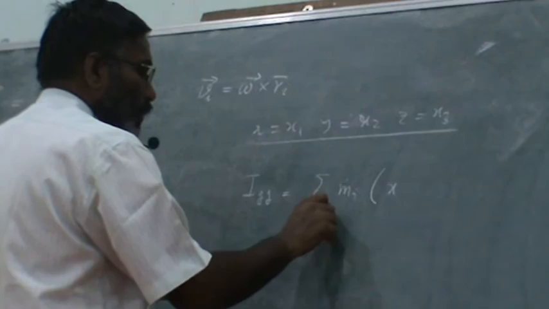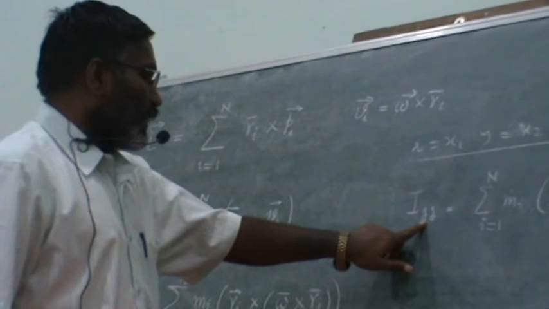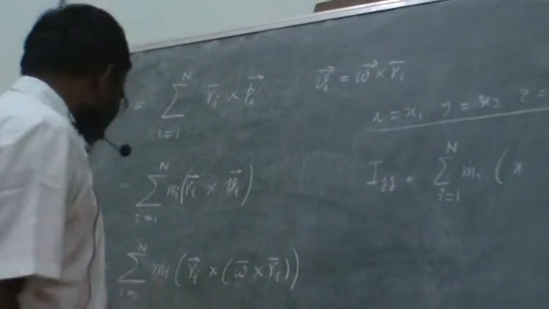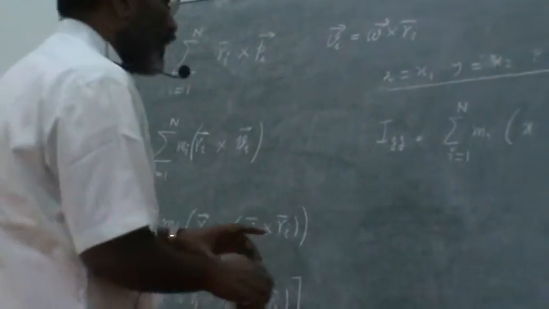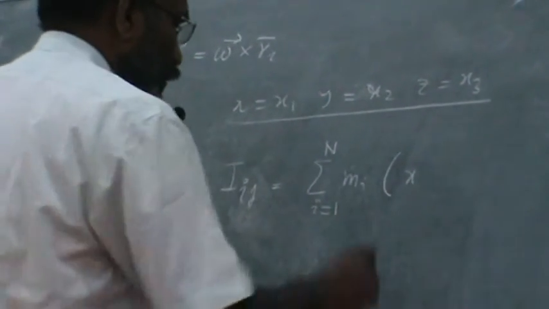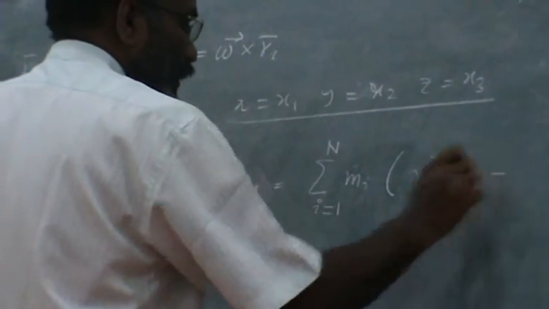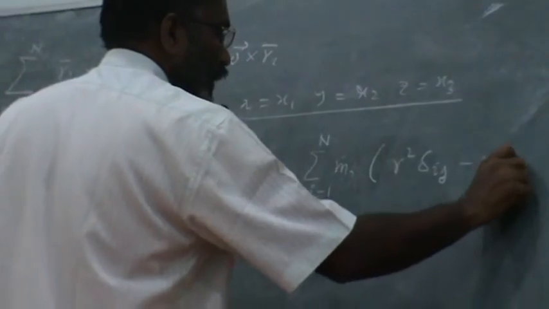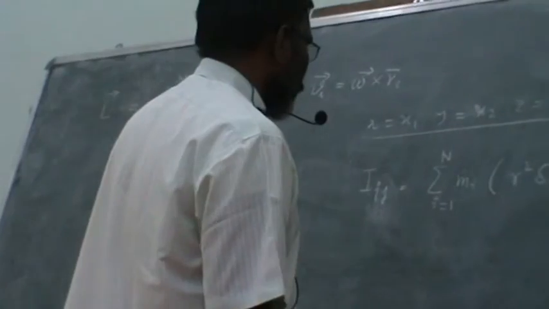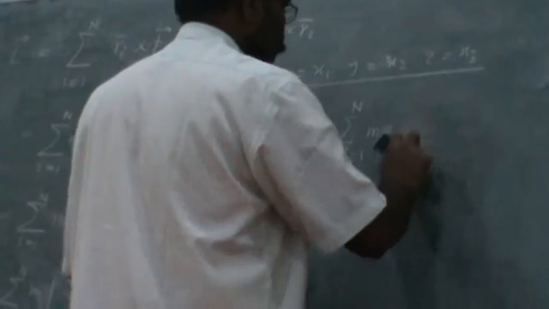This sum is over all the particles. So I will generally write it as I_ij equal to R squared delta_ij minus x_i x_j. Maybe I should use slightly different notation here.